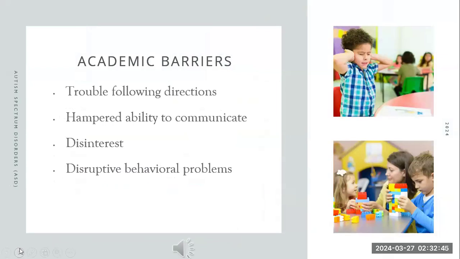Well, after understanding the characteristics, it's easy to know what kind of barriers they are facing every day in a school class. Some of them are trouble following directions, because they don't understand specifically what you are expressing to them with your face and your tone of voice and your facial expressions, things like that. So they are facing this difficulty. They have a hampered ability to communicate, as we talked about before, and they can show some disinterest in the class, and they can also have disruptive behavioral problems.